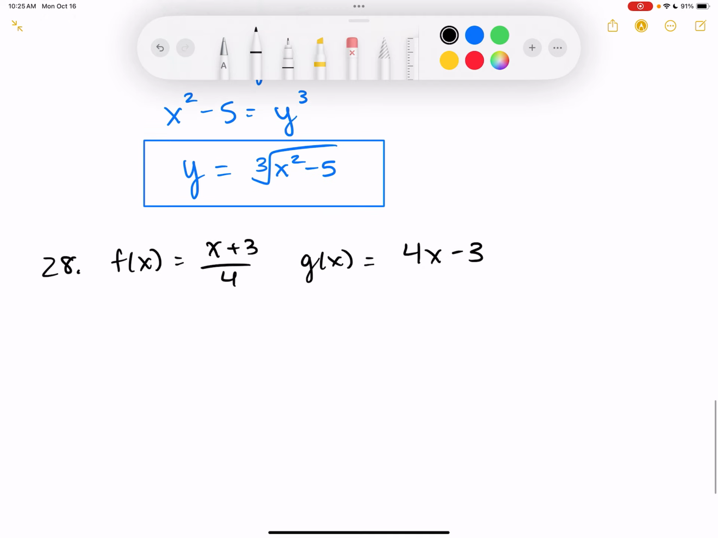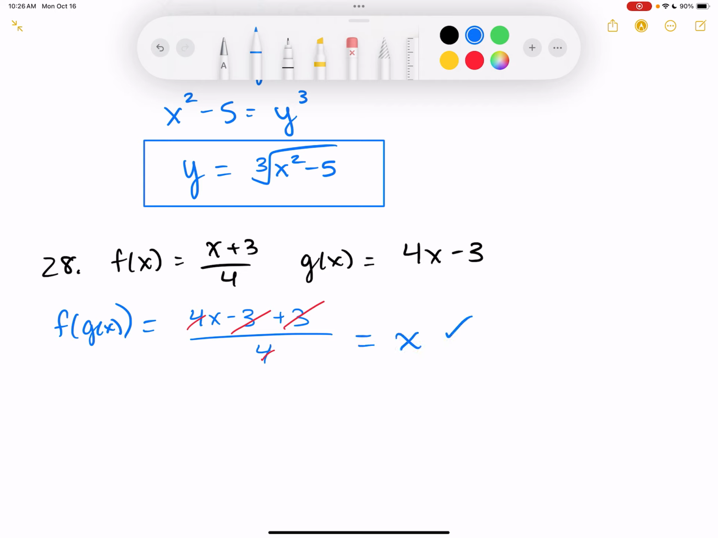So f of g of x is going to be first. That means that g of x, so this 4x minus 3, is getting plugged in for x in f of x. So basically, I've got 4x minus 3 plus 3 over 4. My 3's cancel, because I had negative 3 and positive 3. So I'm left with 4x over 4. The 4's then cancel, and that just leaves me with x.